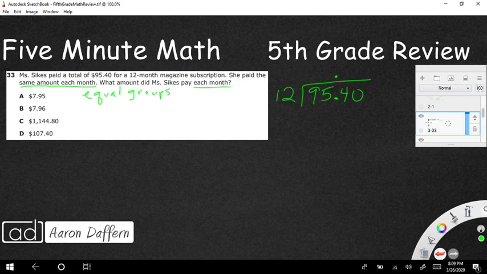Now, I really wish they would have just added 60 cents, because this would have been really easy. I know 12 times 8 is 96. We are really close to 96, but we're not quite. So we're going to have to go to 7, and we know our answer is going to be close to 96. So 7 times 12, that's 84. And that answer is going to be 11.